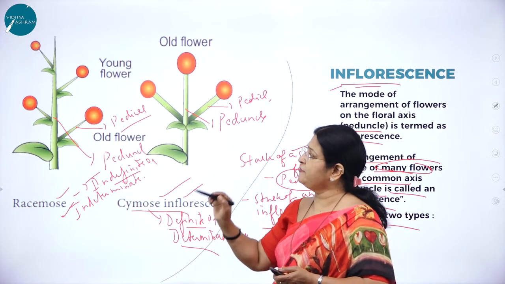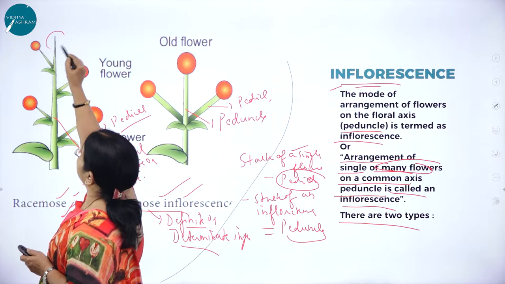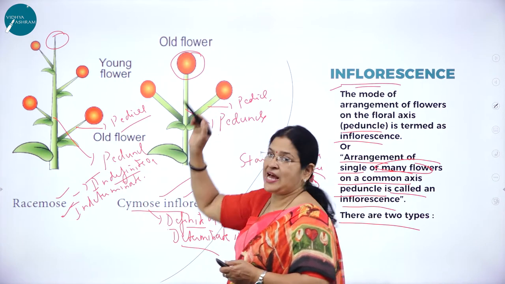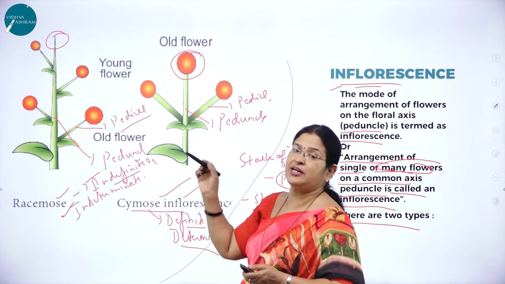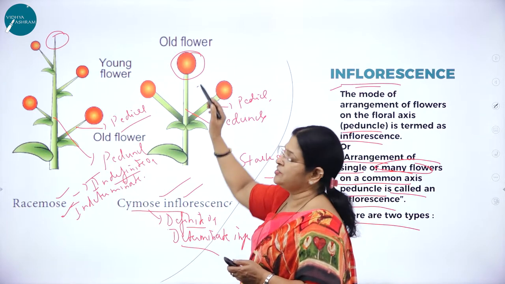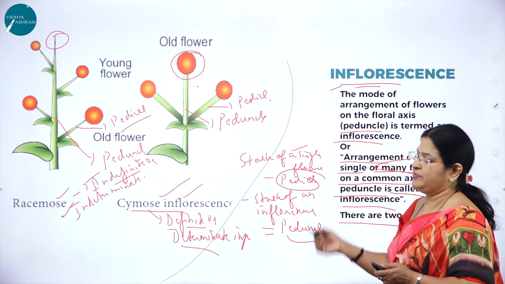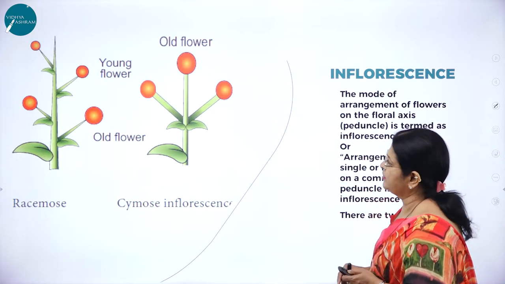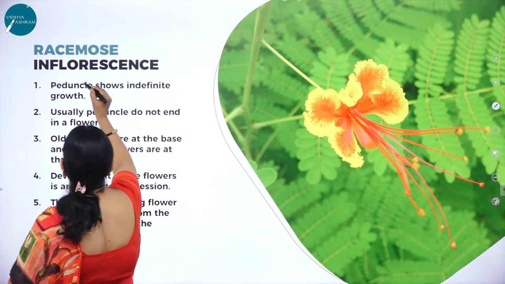Why is it called indefinite? Here you can see the main axis never ends with a flower. Can you see it is not ending with a flower. Here the main axis ends with a flower. So here you can see the main axis will be ending with a flower. That is why it is called indefinite, indeterminate. It continues. So the main axis will not end with a flower. Here it is going to end with a flower. Now let us study one by one. What are the two types, that is a racemose type of inflorescence and cymose type of inflorescence, right? Moving on to the racemose inflorescence. As I said, racemose inflorescence is also called as what?